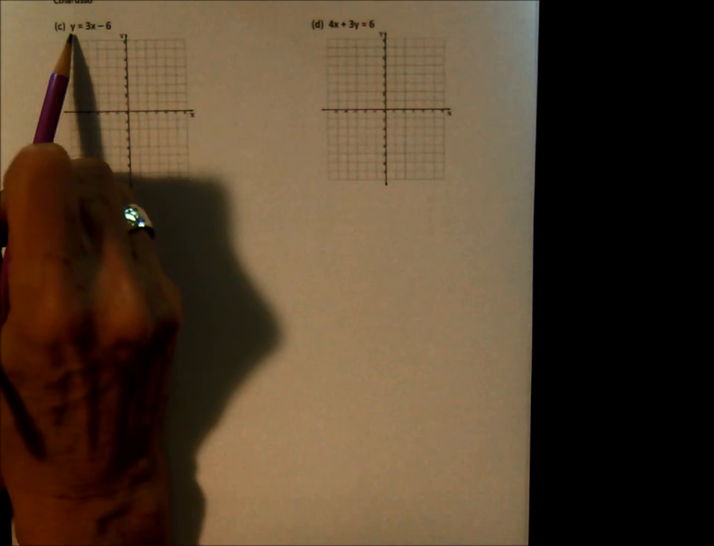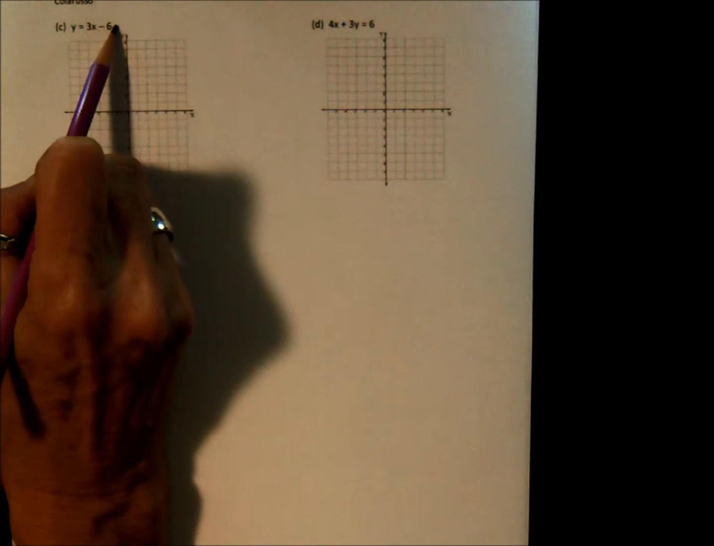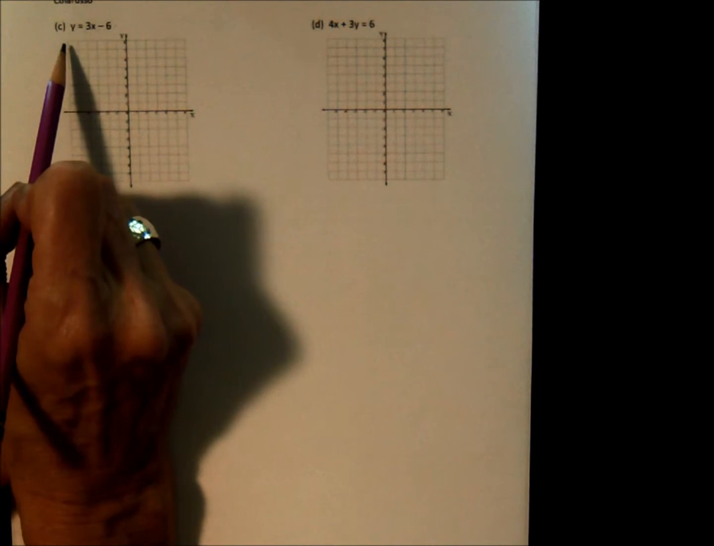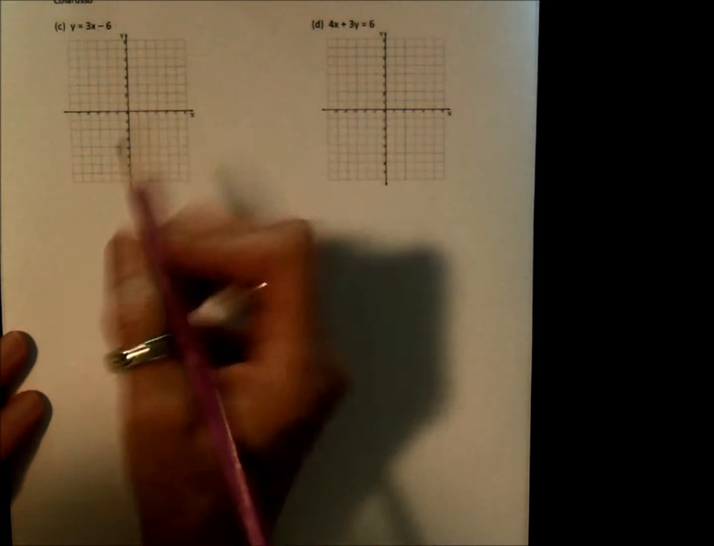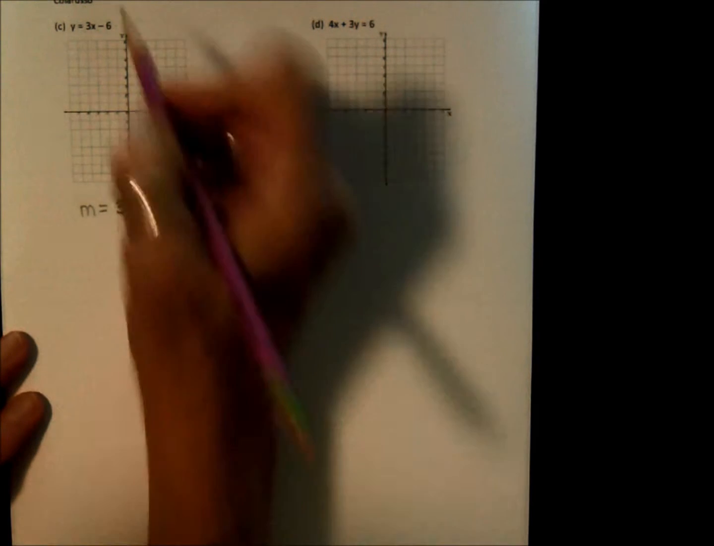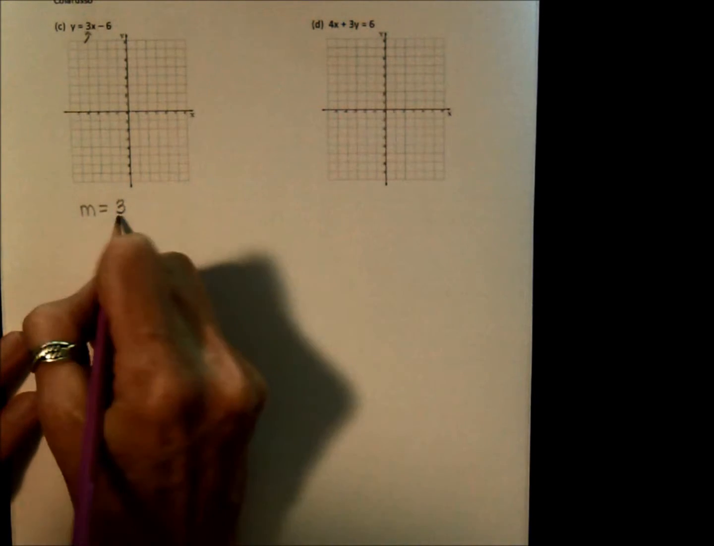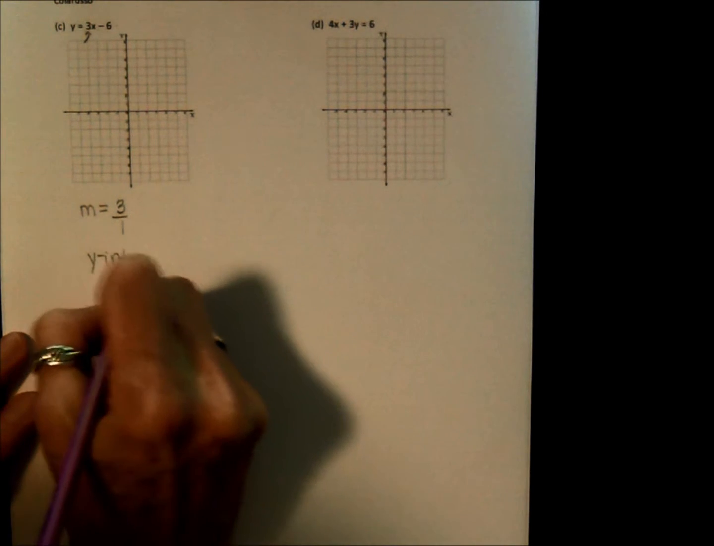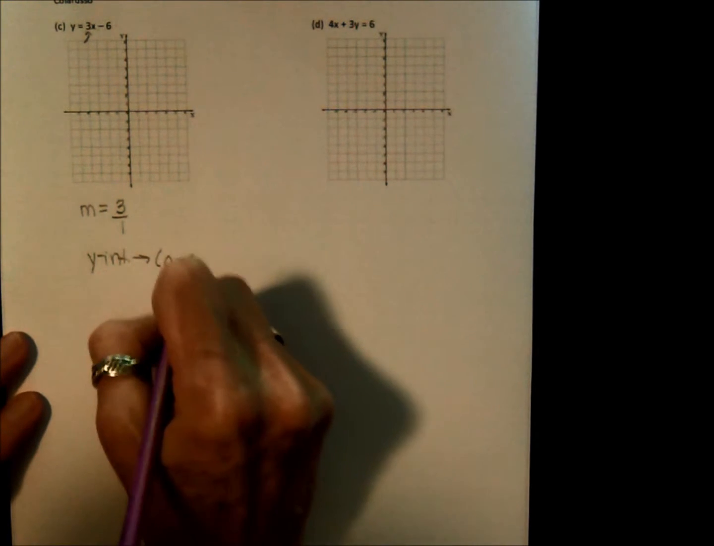Okay, let's look at our last two. On this one, I'm given the equation y equals 3x minus 3. Now you've got to remember that equation, since it says y equals, it's in slope-intercept form. So I know two things about that equation. I know that the slope is 3. Right there is my slope, or 3/1. And I also know that my y-intercept is the point 0, -6.